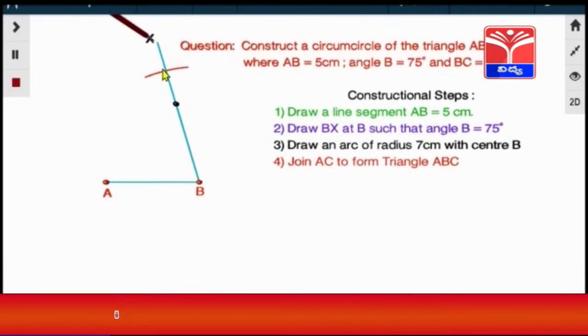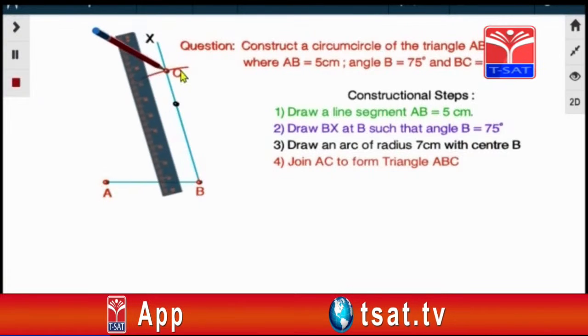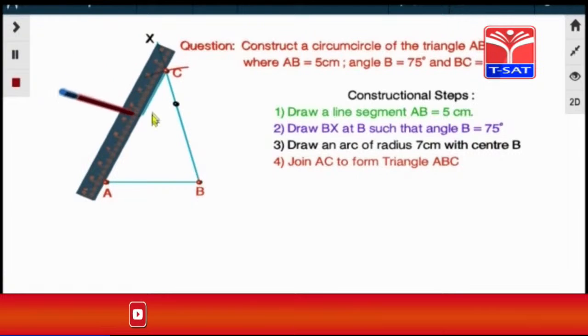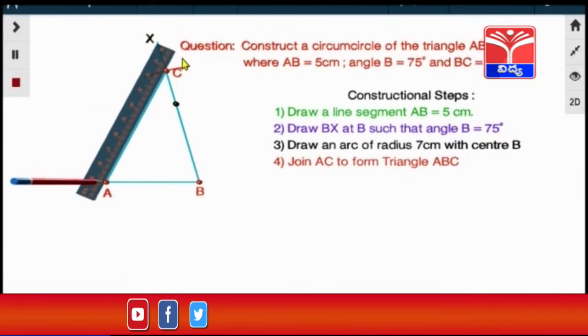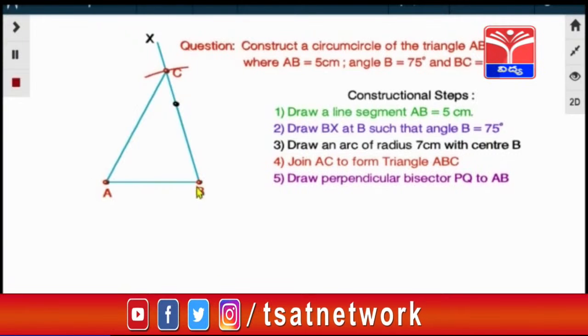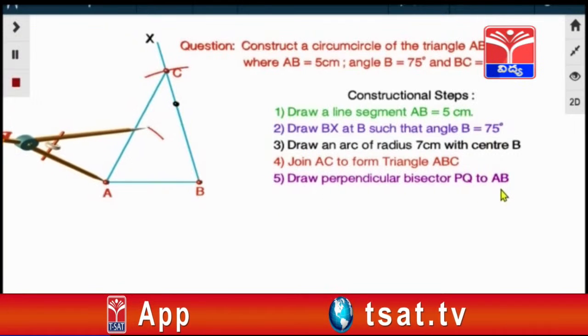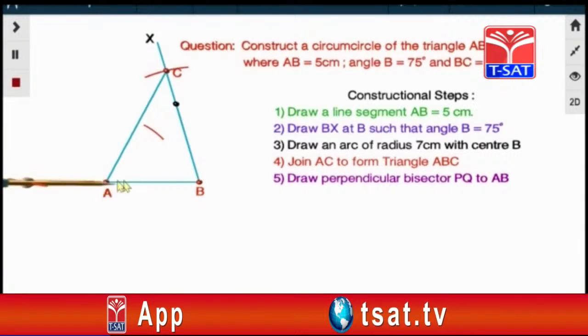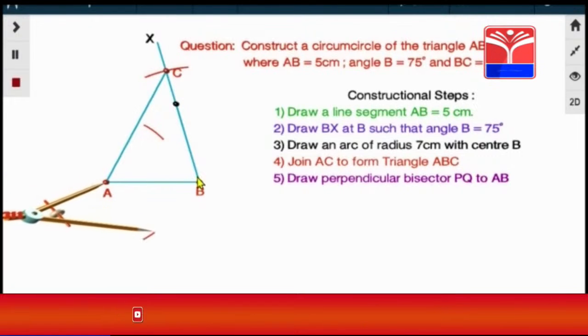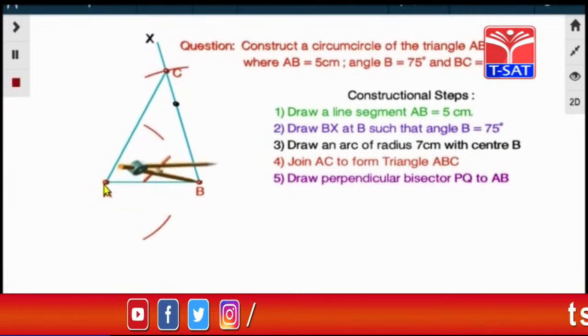Now join AC and call the point C. If you join AC, then triangle ABC is formed, with angle B equal to 75 degrees. Now draw the perpendicular bisector PQ to AB. So after drawing the triangle, draw perpendicular bisectors to AB and BC. First I am drawing the perpendicular bisector from A.